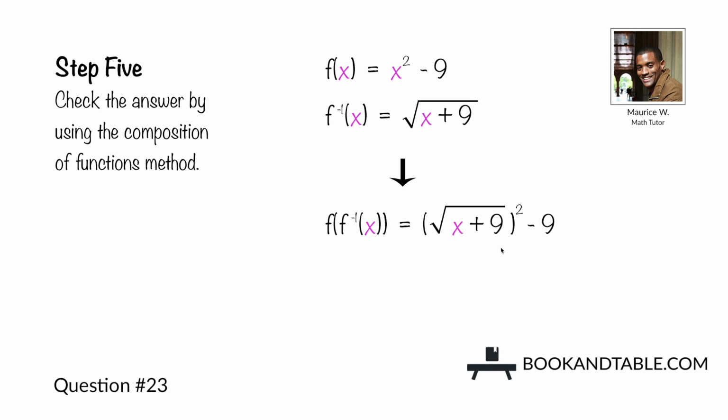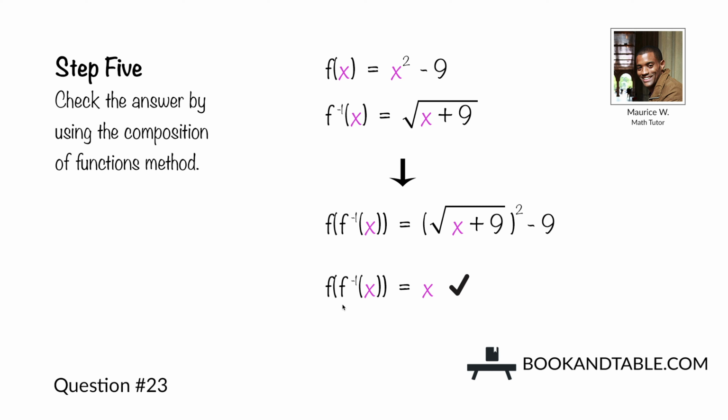And now we evaluate. We're squaring a square root, so that removes the radical, leaving us with x plus 9 minus 9. 9 minus 9 cancel each other out, leaving us with just x. So the first order does produce x, so that works.